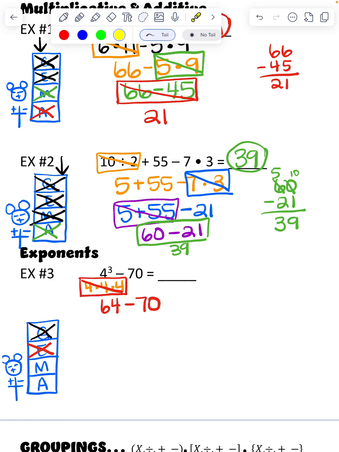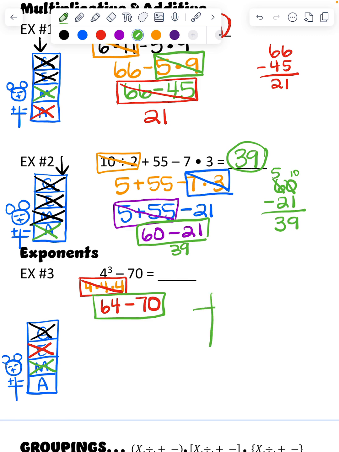So I look and I say, do I have any multiplicative relationships? No, no multiplying, no dividing. So I'll mark off multiplicative and move on to additive. And I'll ask myself, do I have any additive relationships? Yes. We have some subtraction, and we have a situation where I cannot subtract 70 from 64. If I have $64, I cannot take away $70. So this is actually an integer problem.